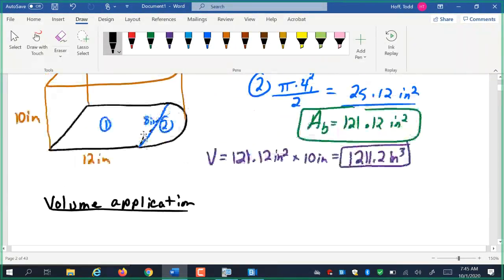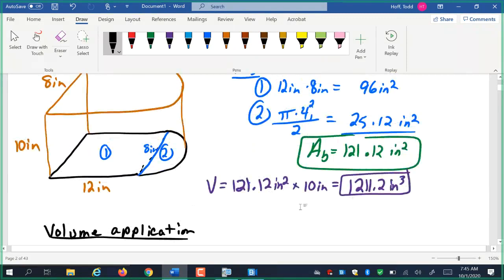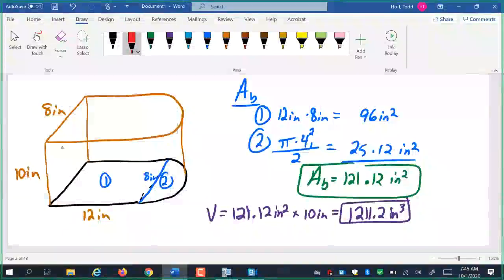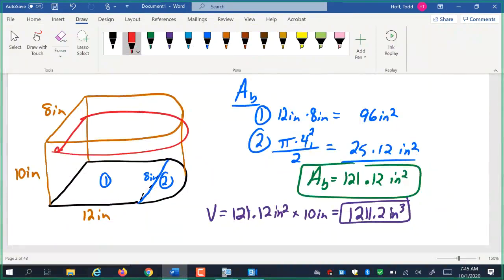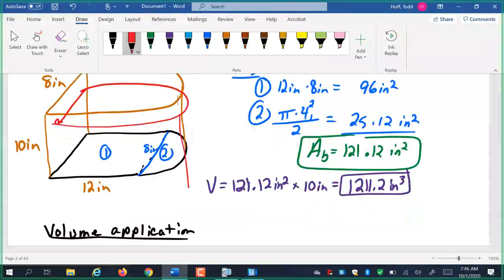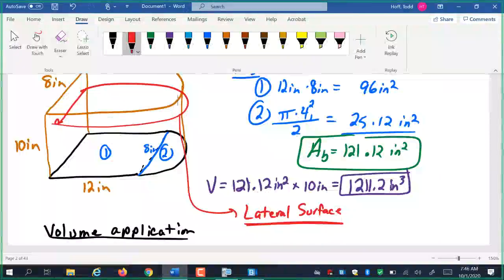And a little bit of vocabulary, the surface that connects those bases, the part that wraps around here, that is what is called a lateral surface. And when we start talking about surface areas, that term lateral surface will come into play. But all the lateral surface is, is the surface that connects the bases together in that solid object.